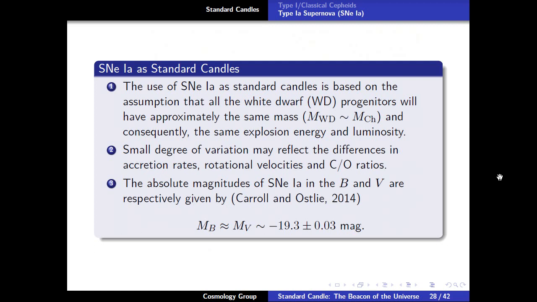The use of supernovae as standard candles is based on the assumption that all the white dwarf progenitors will have approximately the same mass equal to the Chandrasekhar limit, and consequently the same explosion energy and luminosity. A small degree of variation may reflect the differences in accretion rates, rotational velocities, and carbon to oxygen ratios. The absolute magnitude of type 1a supernovae is almost constant in the B and V bands, and given by MV approximately equal to minus 19.3 plus or minus 0.03 mag.